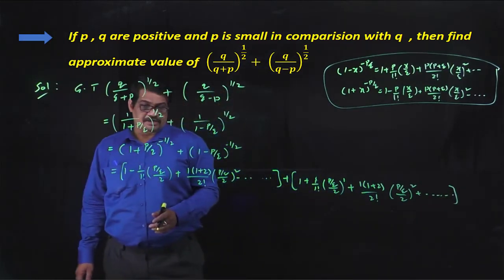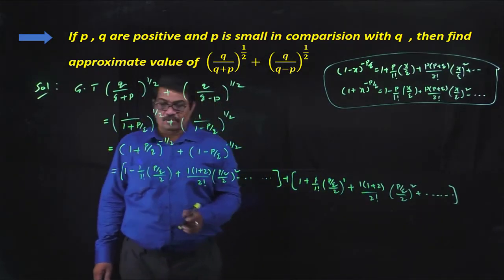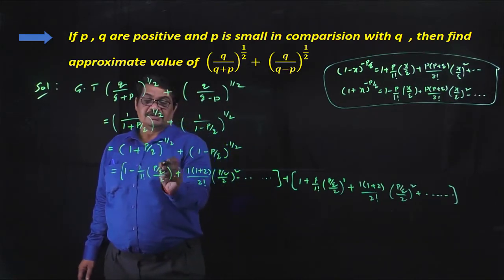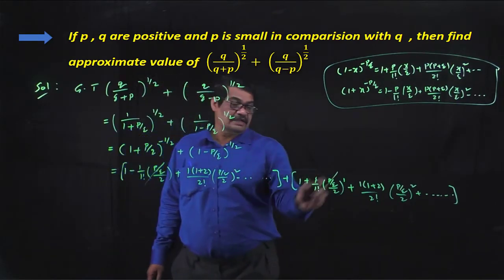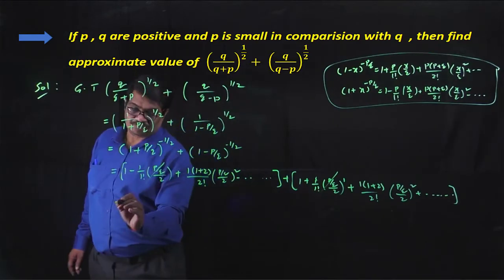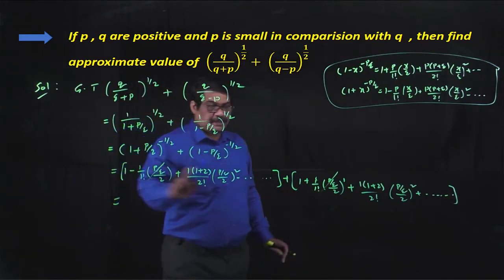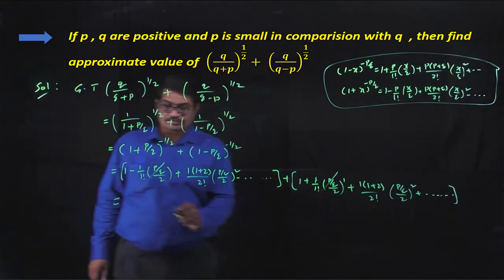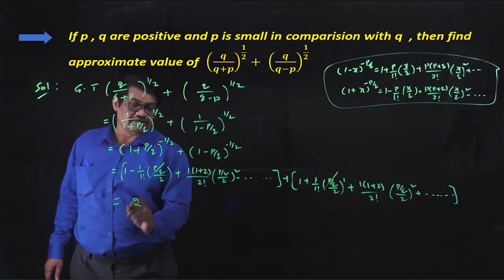Now we are simplifying that one. So what will be cancelled here? This term and this term are cancelled. So we are getting the value here 1 plus 1, that is 2.